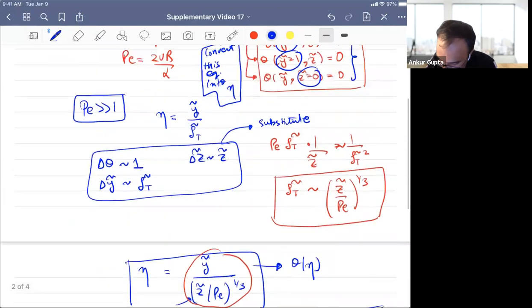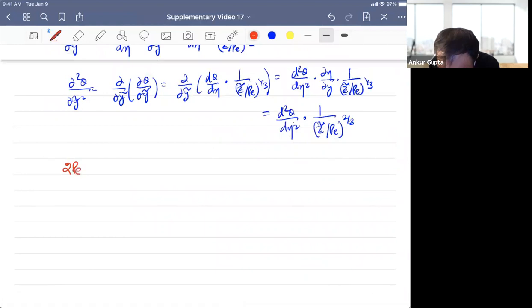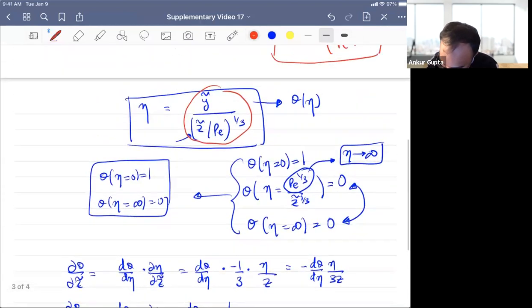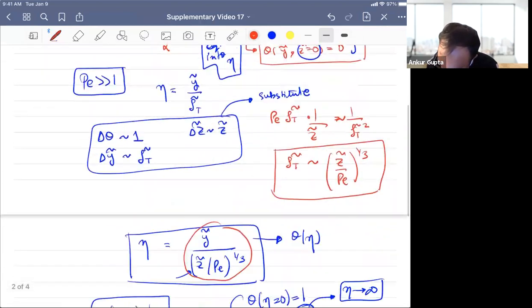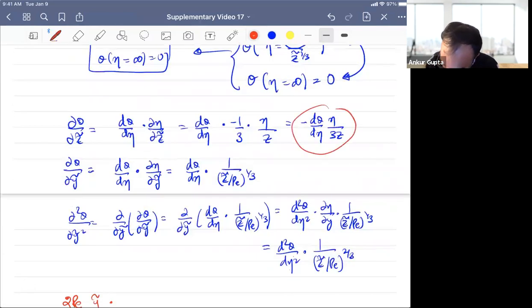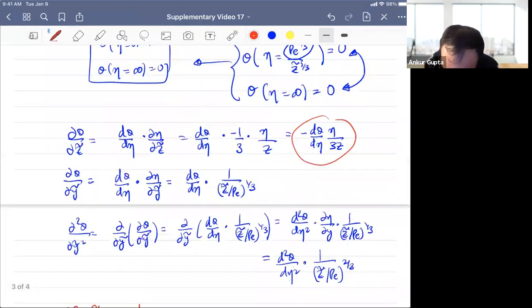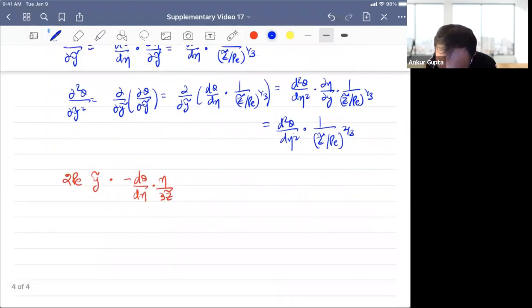So our equation is 2 Peclet times y tilde. So we have a y tilde here. Then we have del theta by del z. Del theta by del z is here. Okay, so 2 Peclet y tilde, and then we have del theta by del z, which is this value. So let's write it there. Minus d theta by d eta times eta by 3z tilde. There should be a tilde here. Just to correct this tilde. Yeah. Okay.